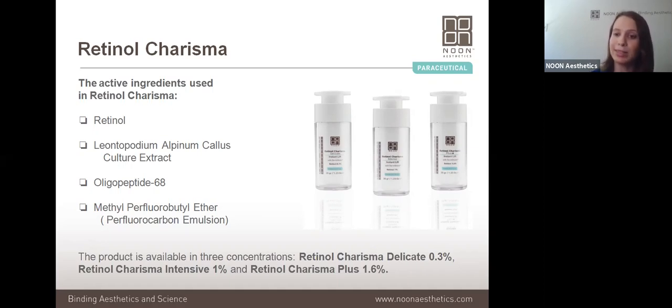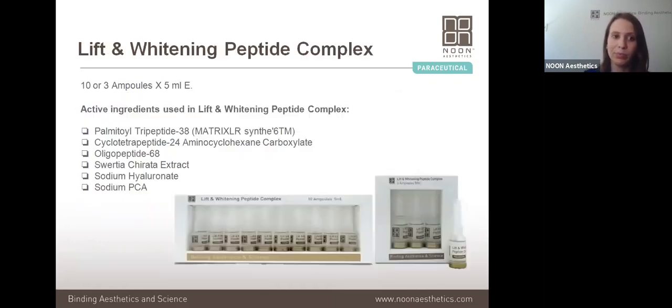So we can see that the retinol charisma is really an ace. It can help us treat a few different conditions because it has the melanin inhibitor in it and the anti-aging free radicals ingredients, and of course the retinol itself. I also want to mention that the product is available in 3 concentrations. So the delicate one is 0.3%. The intensive one is 1%, and the plus and the stronger one is 1.6%.